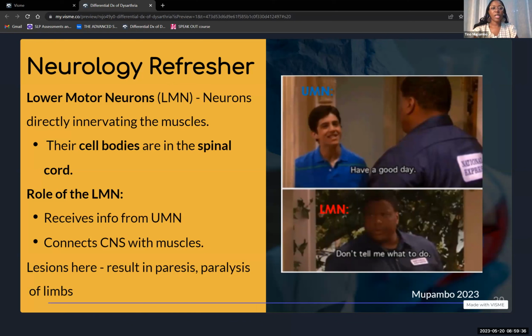Why is that important for us to know? Well, because it receives information from the upper motor neuron, and because it connects to the muscles. Whenever we see paralysis or paresis, our brain should already be firing on the fact that it has something to do with the lower motor neurons being damaged. You could go into your chart and see that there's a lesion, maybe due to a stroke, maybe it's affected a certain area of the brain, and it could look like a bunch of jargon.